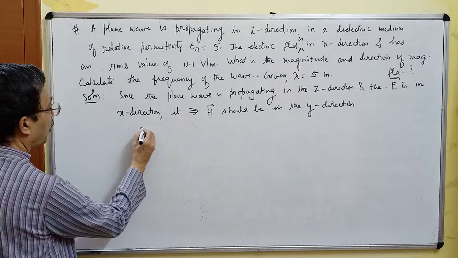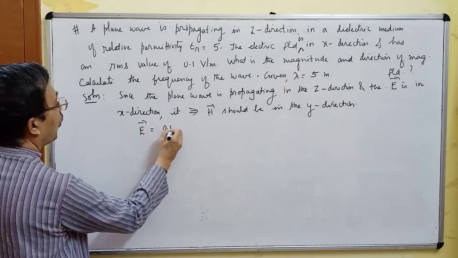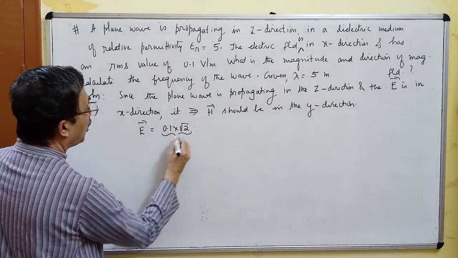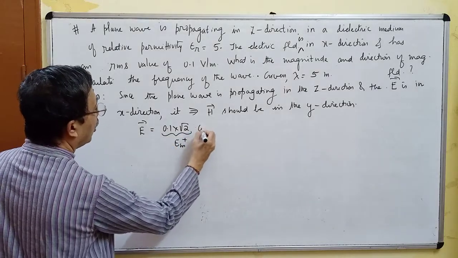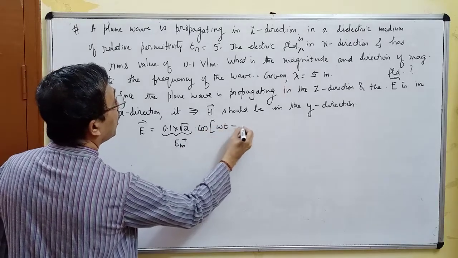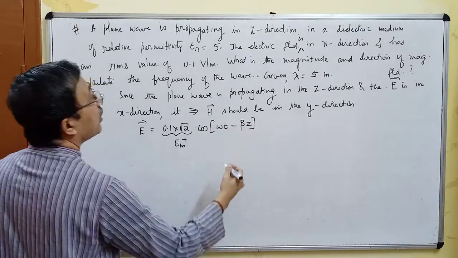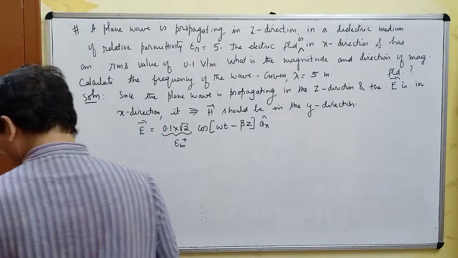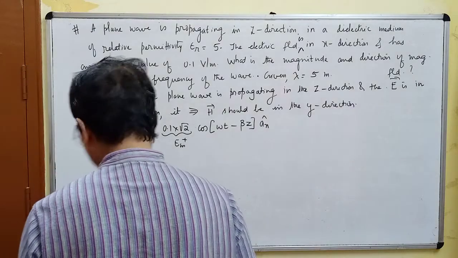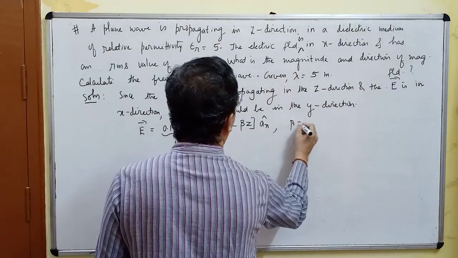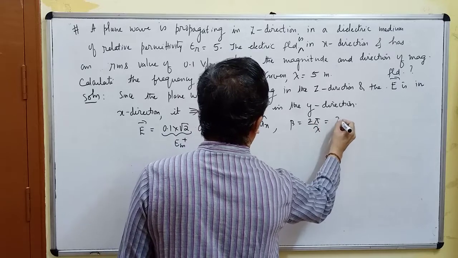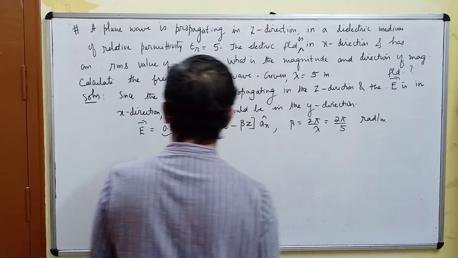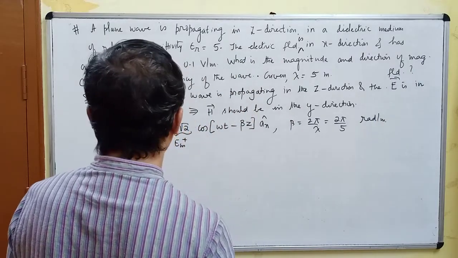So what is the expression for vector E? Vector E is equal to 0.1 into root 2. Root 2 to convert the RMS value into maximum value. 0.1 into root 2 is nothing but Em plus cos of omega into t minus beta into z into ax cap. This is the expression. What is beta here? Beta is equal to 2 pi by lambda, 2 pi divided by 5 radians per meter.